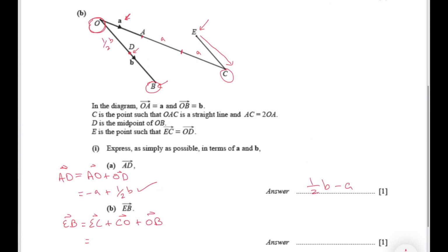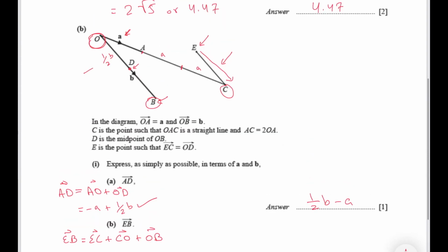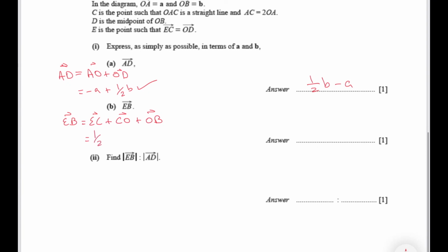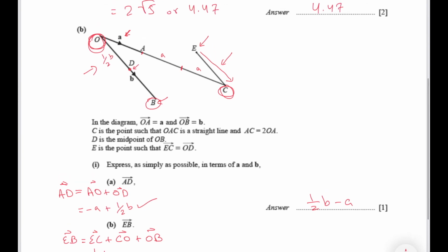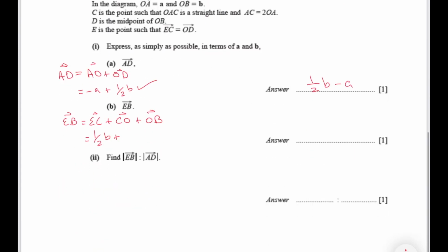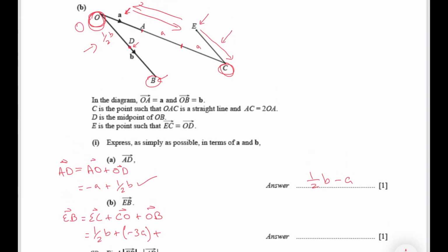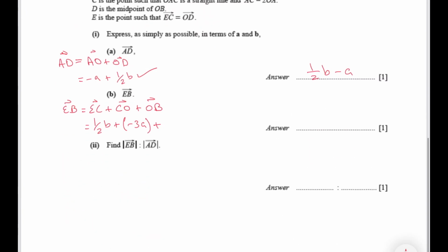Now let's plug in these values. EC of course is the same as OD, so we write 1/2 b plus, from C to O, if you notice, instead of going this way, the vector is going this way. So instead of 3a, we use negative 3a because it's going in the opposite direction. And then OB from this point all the way to this point is simply b. Let's add all of these values. b plus 1/2 b gives us 3/2 b minus 3a. Let's write the value over here, 3/2 b minus 3a.